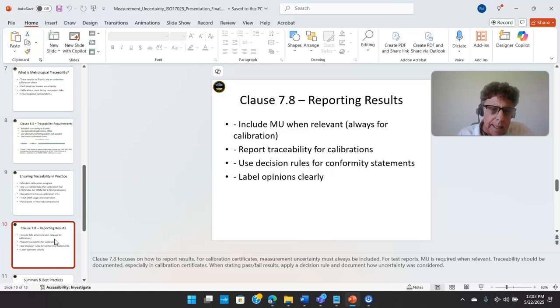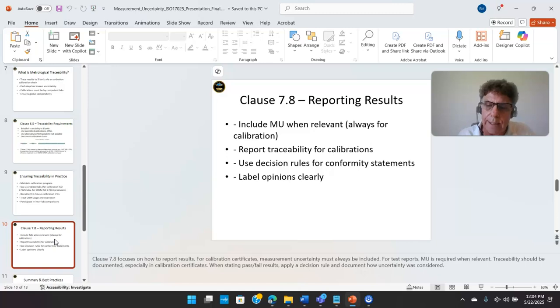Then finally, we get into Clause 7.8 for the reporting of results. Clause 7.8 focuses on how to report your testing results. For calibration labs, this is the requirement that meets all the requirements that would go on to a calibration certificate. And as a testing lab, the calibration certificates that you're using for your equipment would have the proper uncertainty of measurement reported. Therefore, you would have that documentation as a testing lab as well.